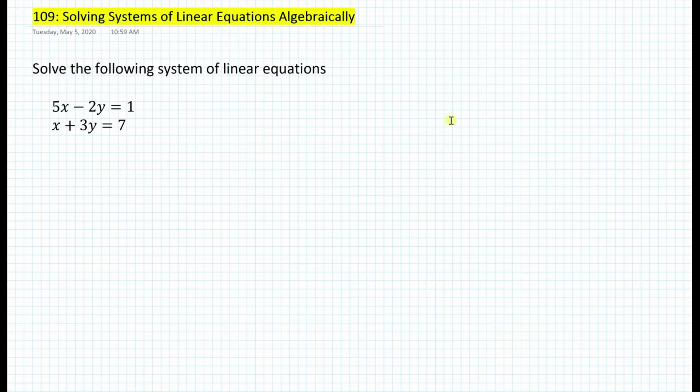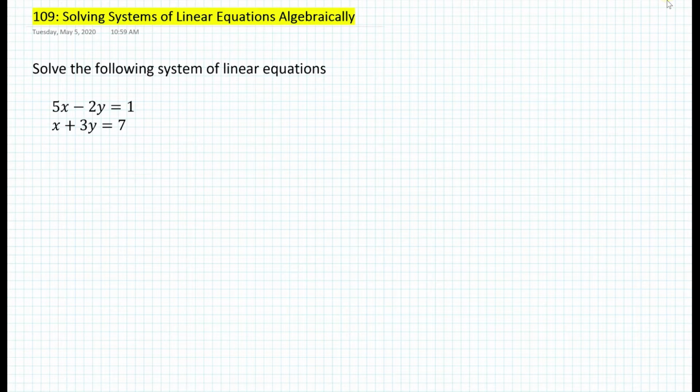In today's lesson, we will be learning how to solve systems of linear equations algebraically. Here we have an example. Solve the following system of linear equations. 5x minus 2y is equal to 1 and x plus 3y is equal to 7.